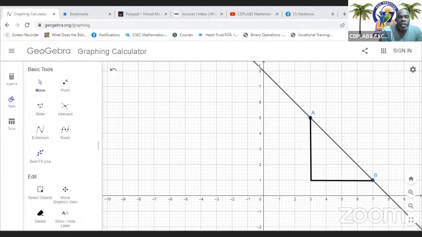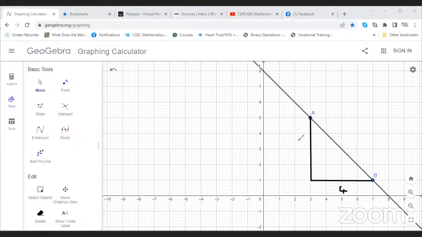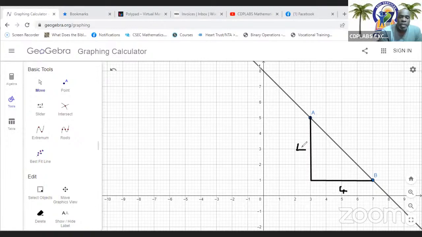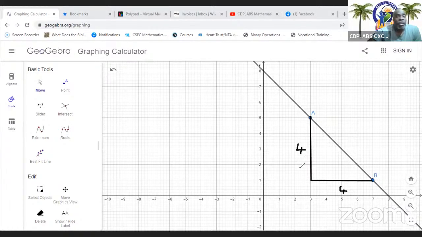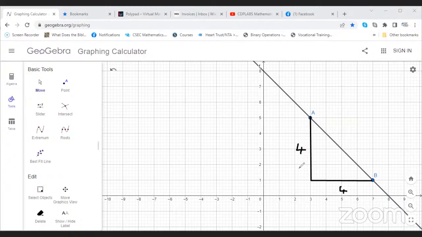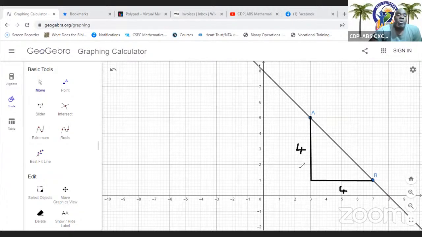You must know the popular triangle. Length of this is 4. Difference between 1 and 5 is how much? 4. So here we have a square. Why a square? Because we have 4 two times. Remember, if you have 2 equal lengths, you must get a square.